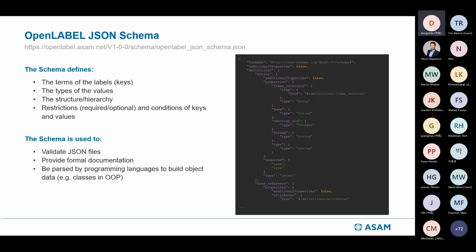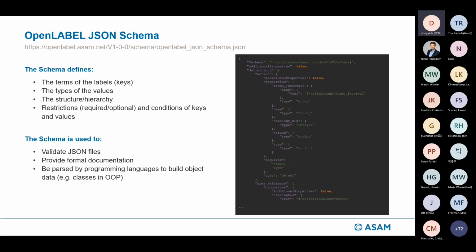In particular, the schema is used to validate JSON files. So imagine you receive JSON content, maybe some files or maybe some payload, and you want to validate whether they are compliant with the OpenLABEL standard. Then you can use the OpenLABEL JSON schema, which will run through the JSON content and validate that it is compliant against the definition of the hierarchies, the types, and the restrictions.